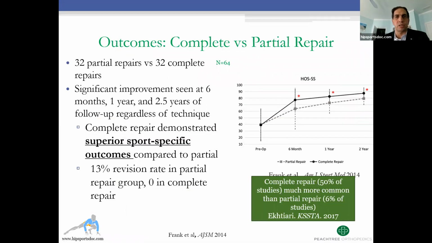Here's one where there's a complete repair of the capsule versus a partial repair in terms of the study. There was significant improvement seen at these different time frames of 6 months, 1 year, and 2 years, regardless of the technique used, meaning regardless of whether complete versus partial was performed. And complete repair did demonstrate superior sport-specific outcomes. The partial repair group had a higher revision rate compared to the complete repair group.